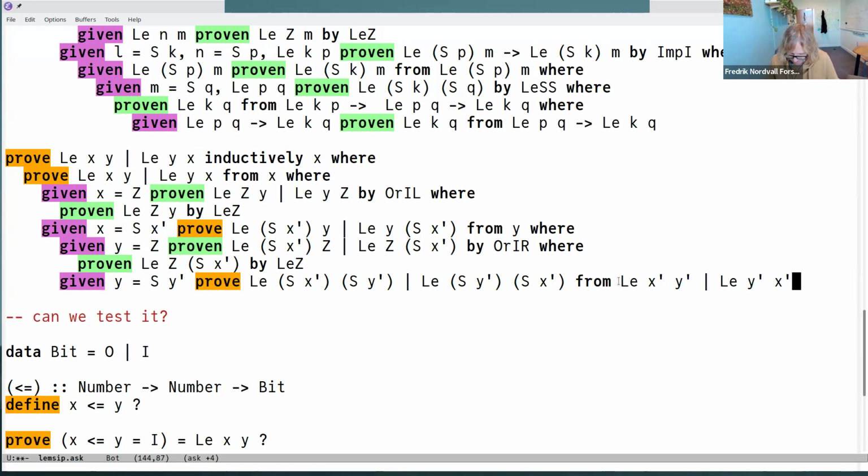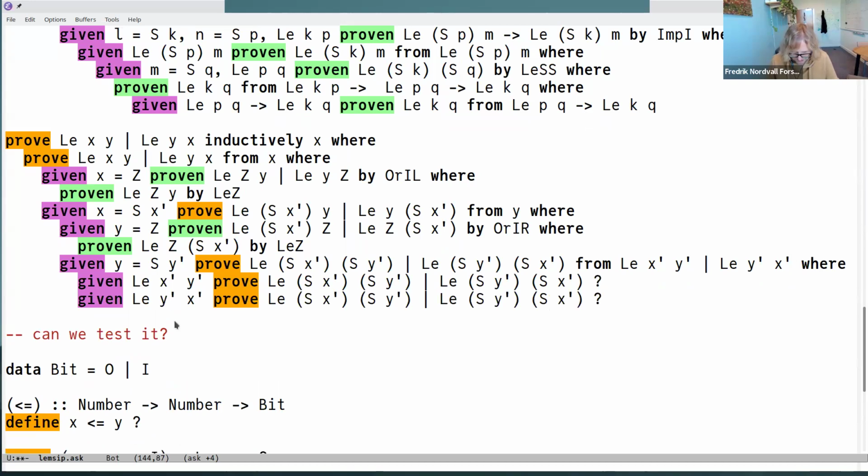By the induction hypothesis, since x prime is smaller than x, because x is the successor of x prime, I should know this, right? So from this, I get given two cases. Either I'm in this case, or I'm in that case. That's good, because if I'm in this case, working forwards rather than backwards, I can stick a successor on both of these and get this. If I know that x prime is smaller or equal to y prime, then it should remain the case that the successor of x prime is smaller or equal to the successor of y prime.